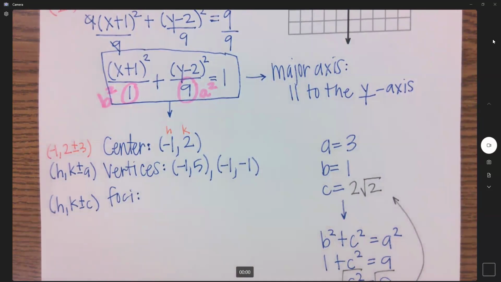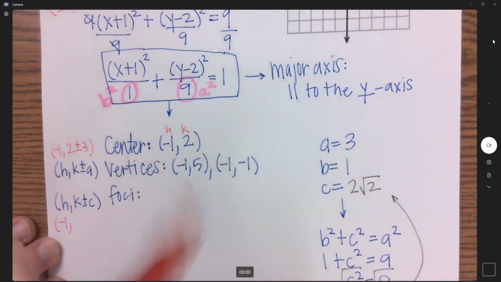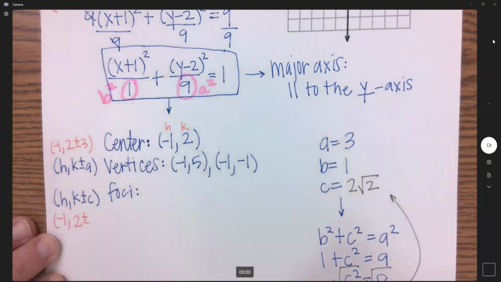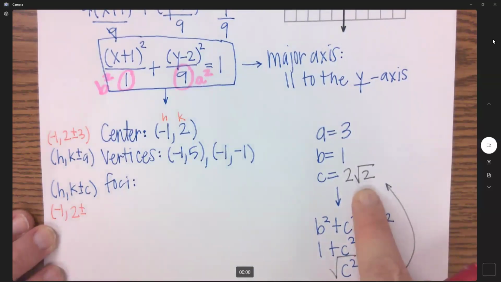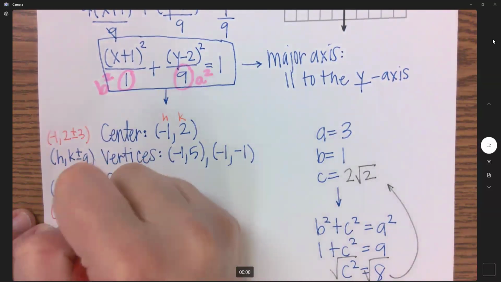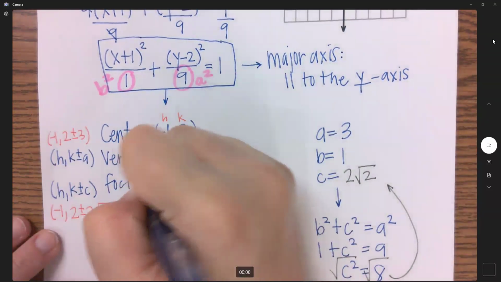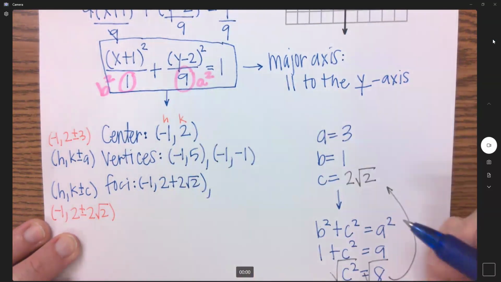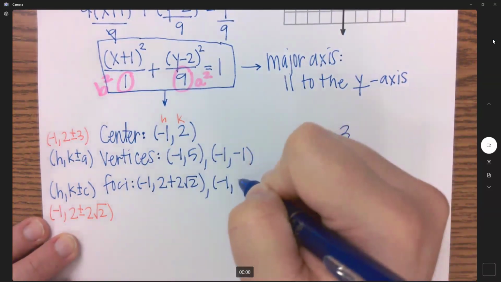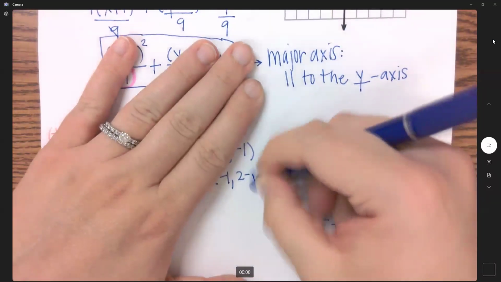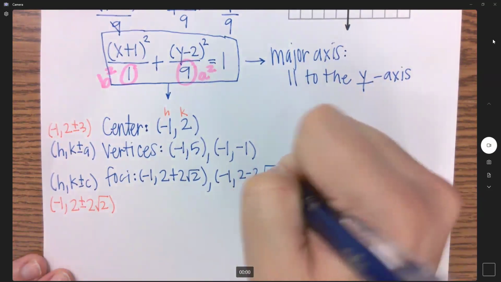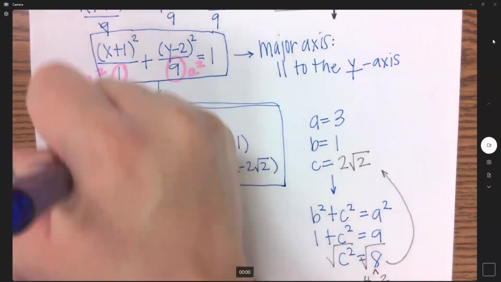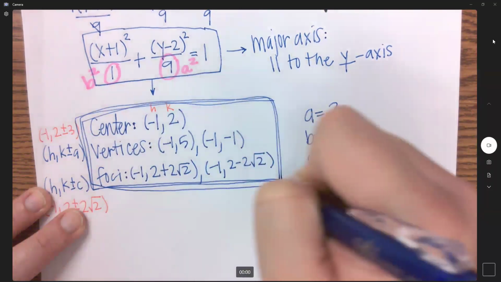My foci are almost identical. My h is still -1, my k is still 2, but now we will do plus or minus my c. And this does have to be simplified when you put it in MyMathLab. So 2 square root 2. That means we get (-1, 2 plus square root 2) and (-1, 2 minus square root 2).